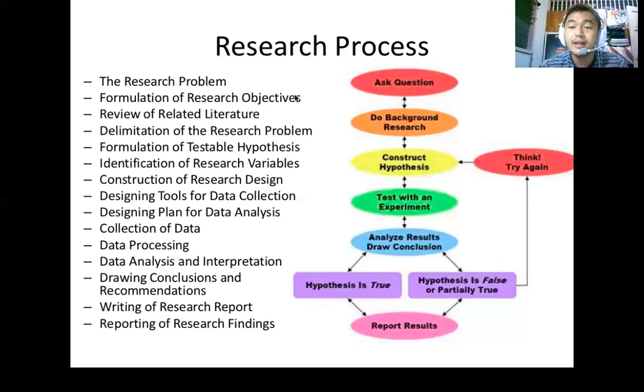Collection of the data is the moment you're gathering the data from your respondents. Data processing, you have to process your data. You analyze and interpret your data. Again, do not ever forget to analyze and interpret the data that you are getting. Okay, because that's where research is actually happening.